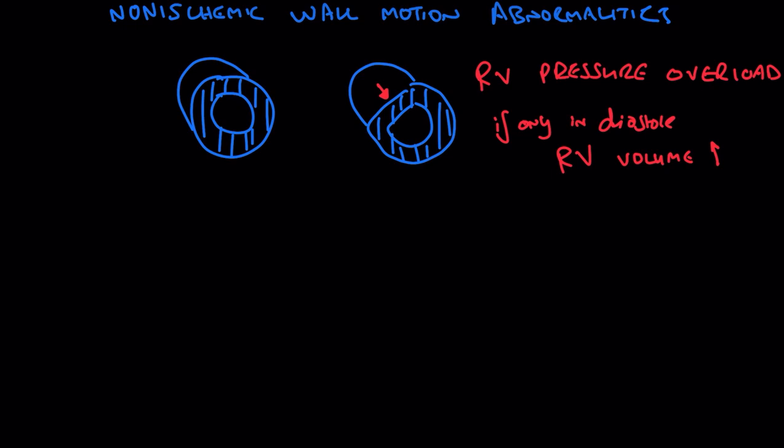Now, one other one to be aware of is you may see something like this. You may see that in more of the inferior distribution, there's flattening, and this is typically worse in diastole. As we mentioned before, diastole is when the pressure is lower in the left ventricle, so it's easy to deform. And what could cause this?